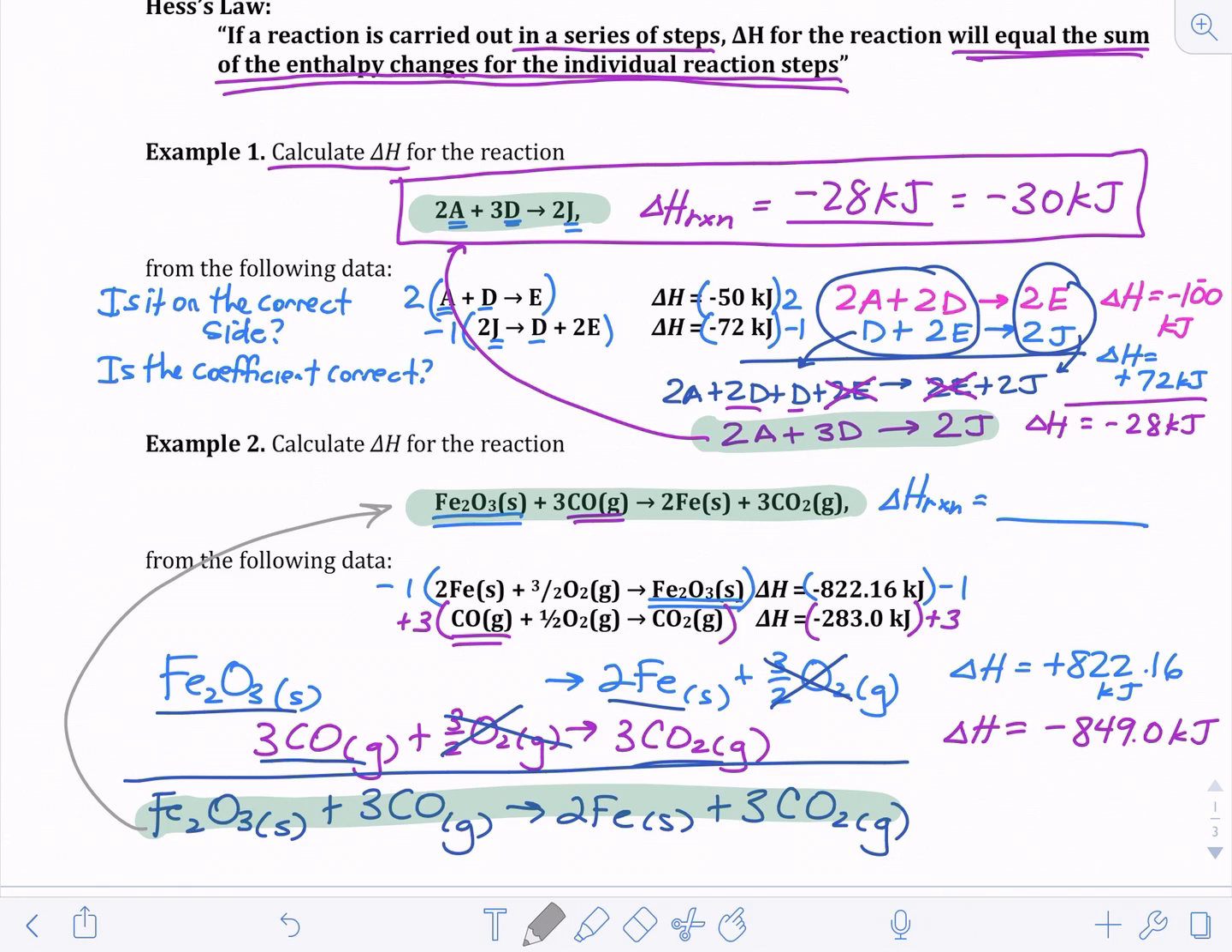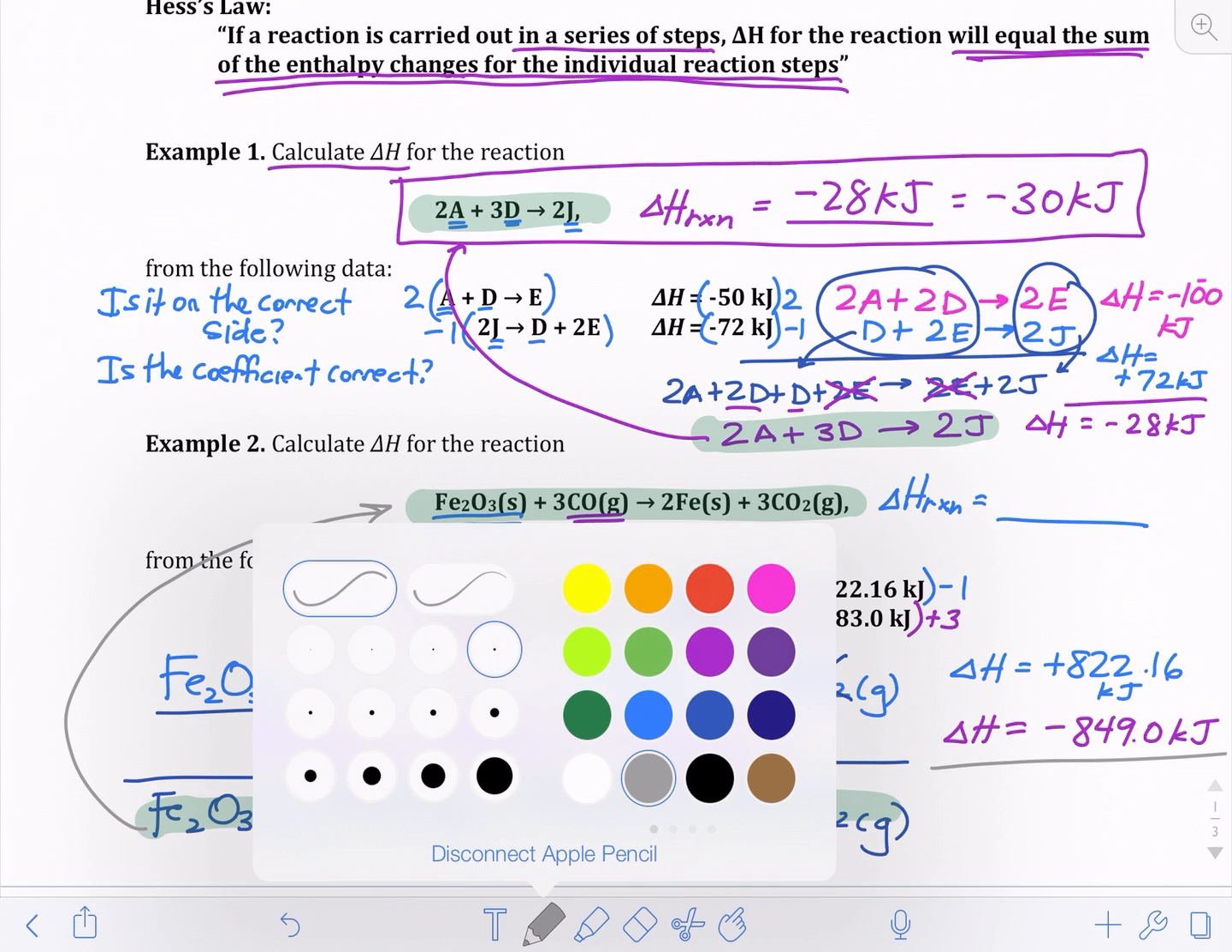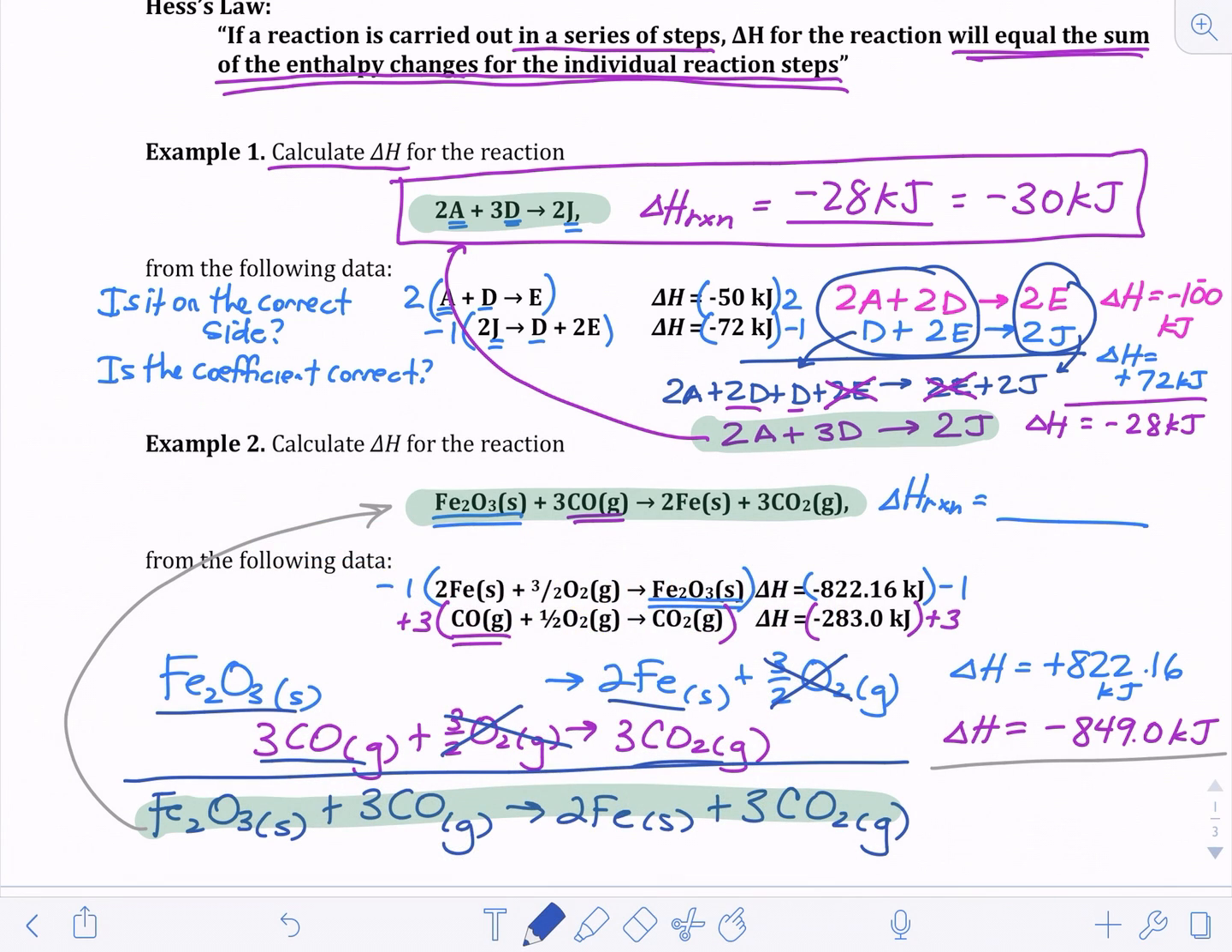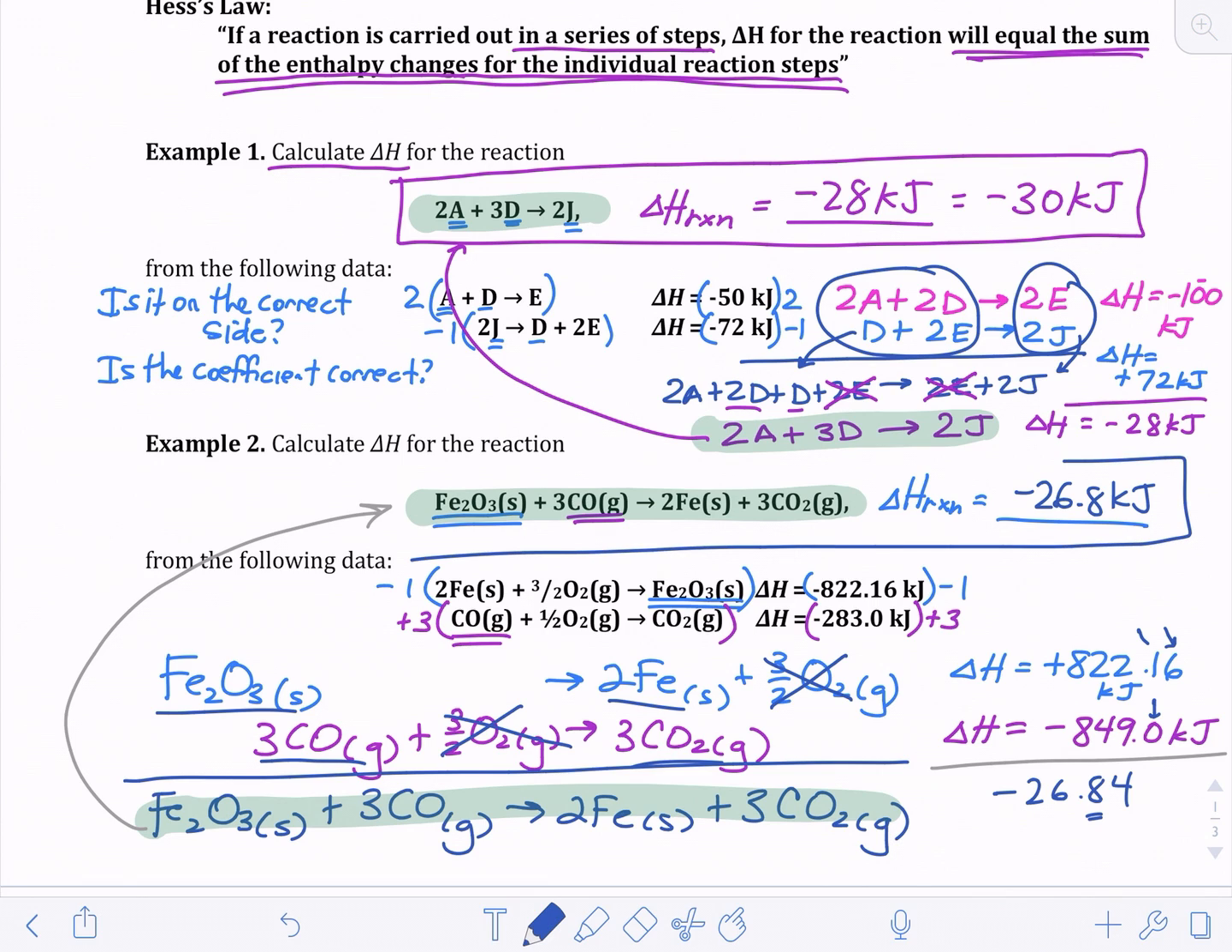So now all I'm going to do is add up my delta H's. When I add those together, I get negative 26.84. I've got a hundredths place here. I've got a tenths place here. So I want a tenths place here. Negative 26.8 kilojoules. And there's our answer.